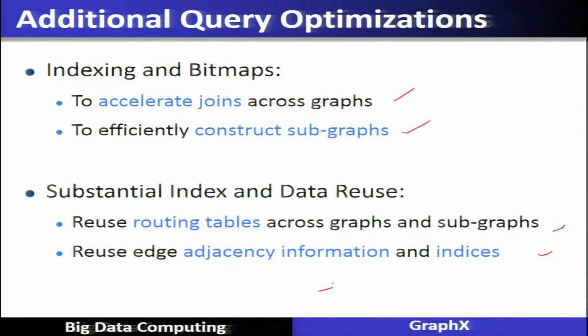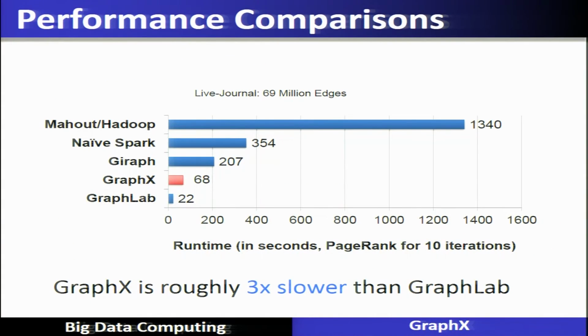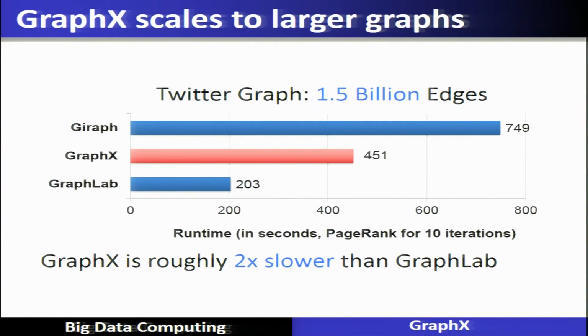To summarize, we can say that in this particular framework, that is GraphX, various optimizations are already in place, and we can exploit these optimizations to make more efficient algorithms on the graphs. So if we measure the performance, we can see that GraphX is roughly 3 times slower than GraphLab. Therefore, large graphs can be easily computed using GraphX.